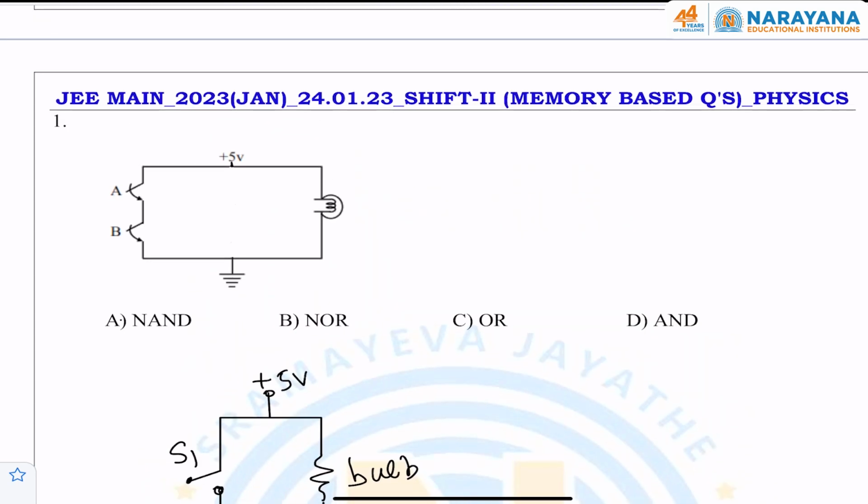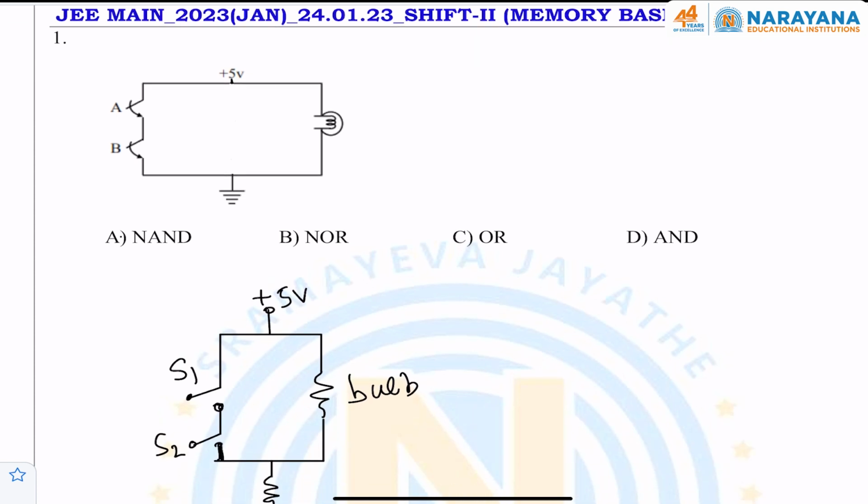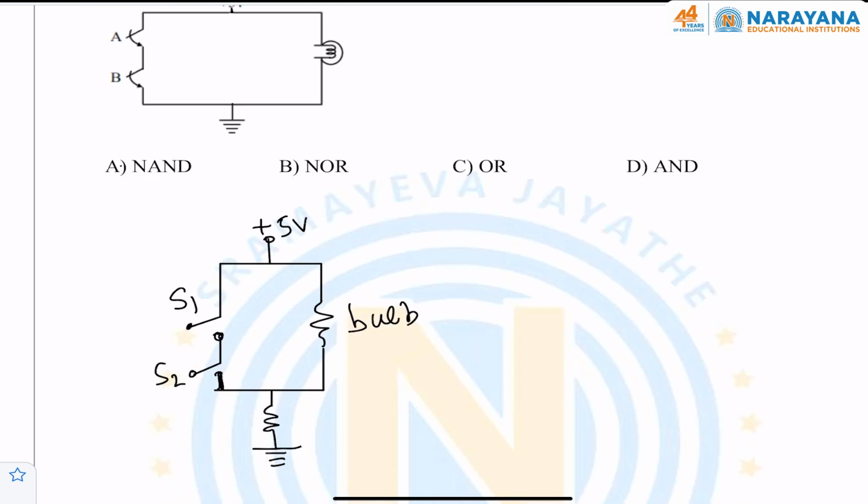So this is the first question. It is related to logic gates. Some electric circuit is given, two switches A and B are given. You need to identify which gate is represented by this circuit. It can be drawn like this, the corresponding circuit.